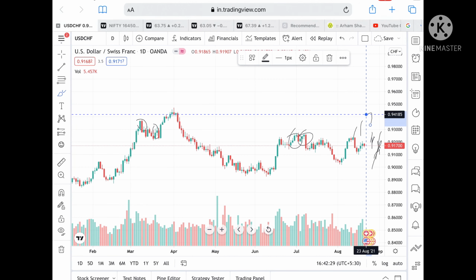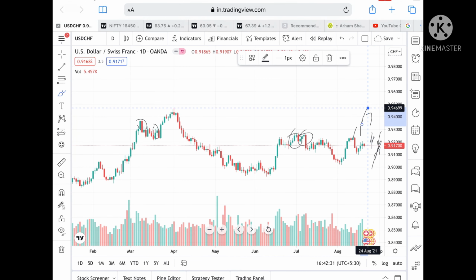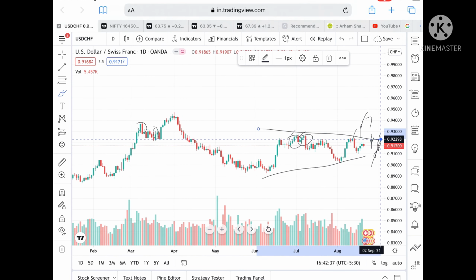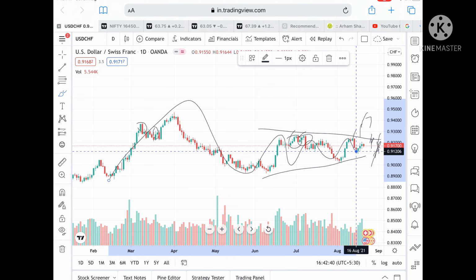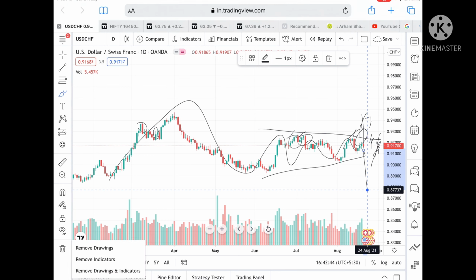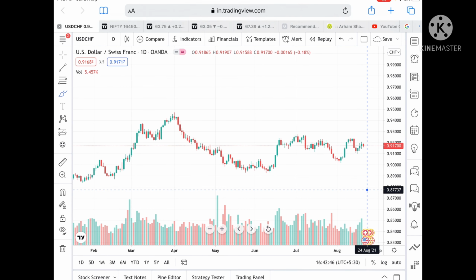And the levels I told you, these are already tested twice, so we can see that it can touch a level of 0.94185, and the probability is there it can touch a level of 0.94667, because this is a narrow range. We can see a narrow range is created, so chances will be very high that if this breaks upside or downside, we can see further move in the price of USD CHF.